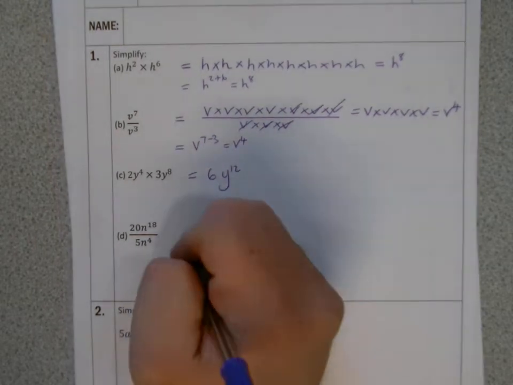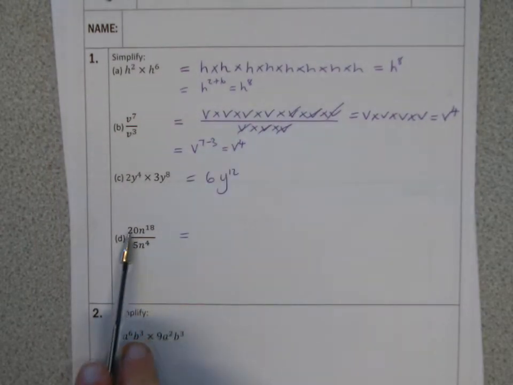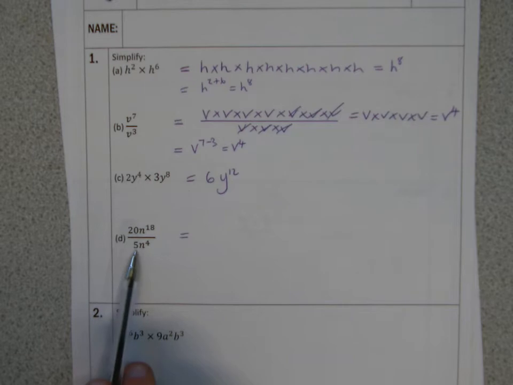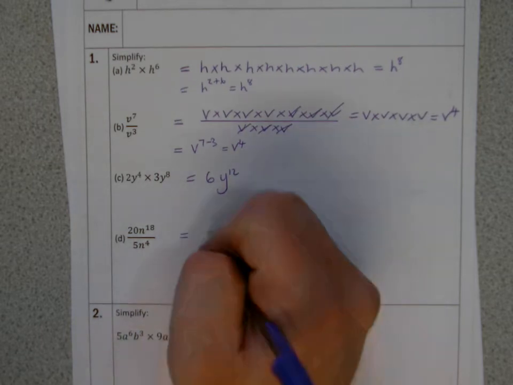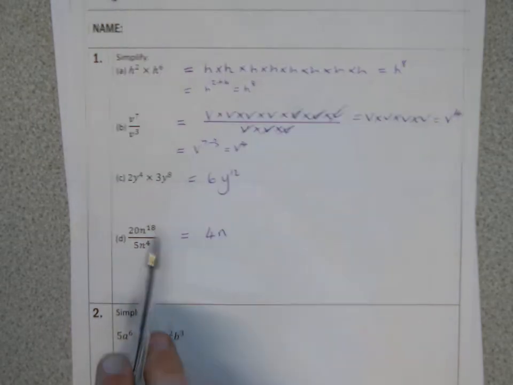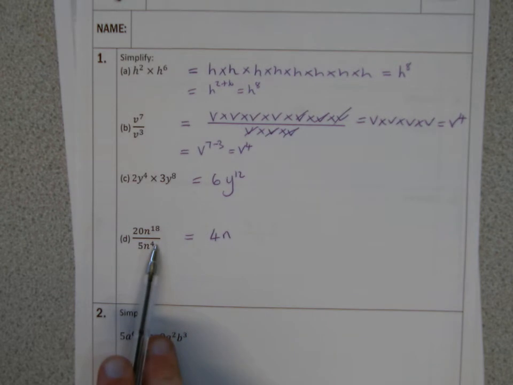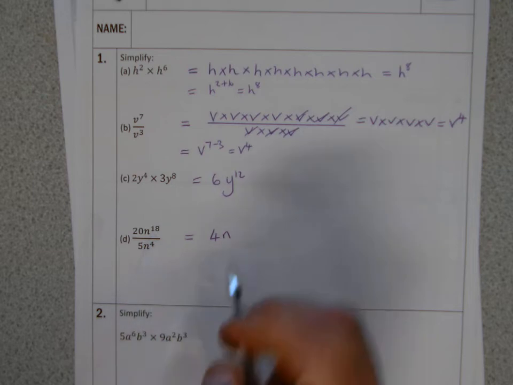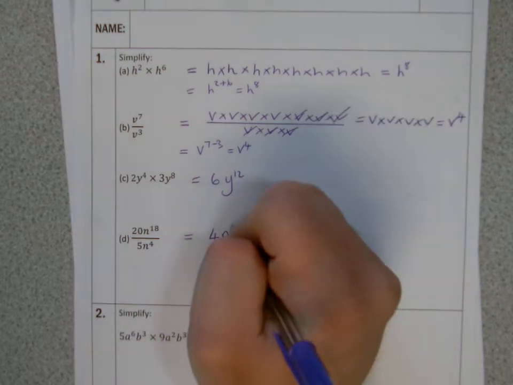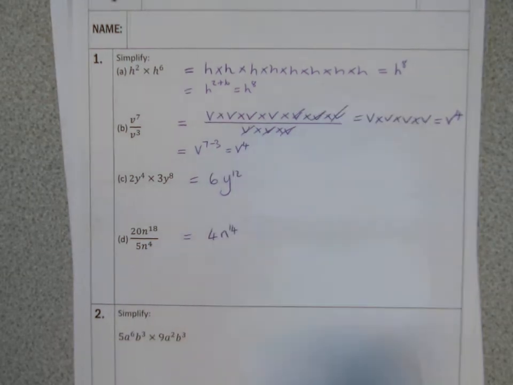And with this one we're dividing. So divide the big numbers first. 20 divided by 5 is 4, and then you've got n to the power 18 divided by n to the power 4. So with indices, remember, when you're dividing, you take away the power. So 18 take away 4 will be 14.